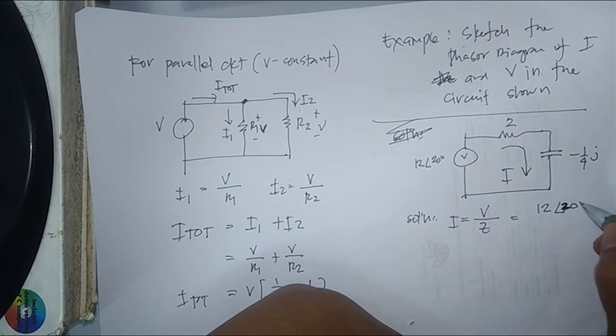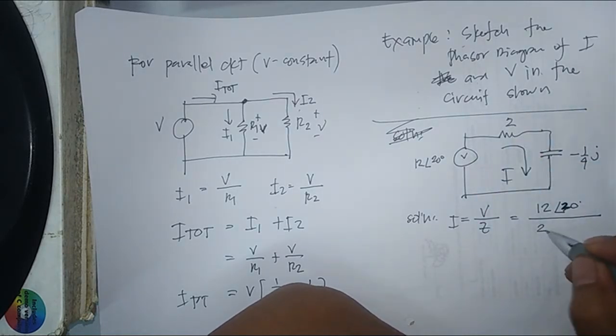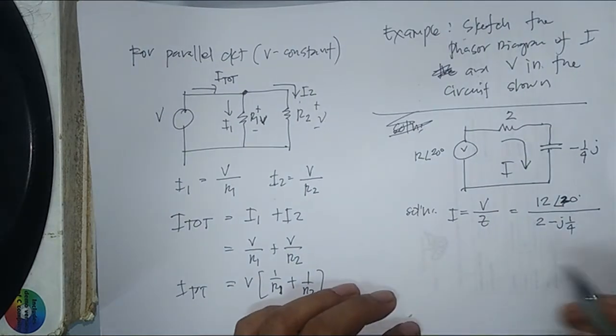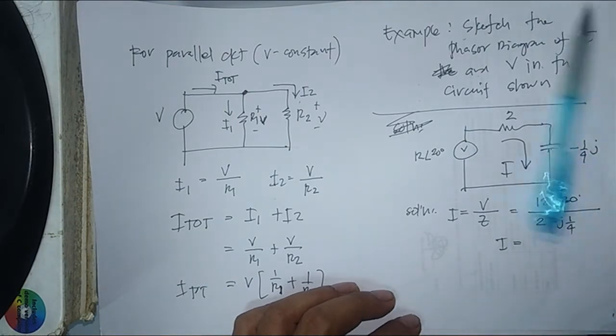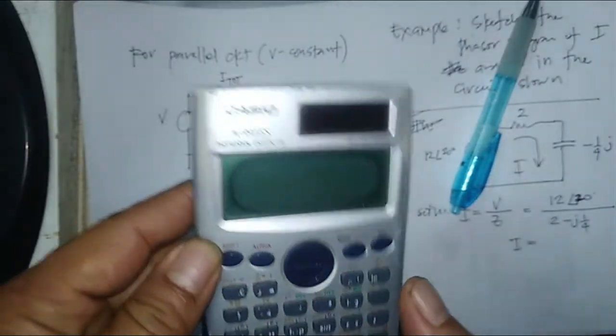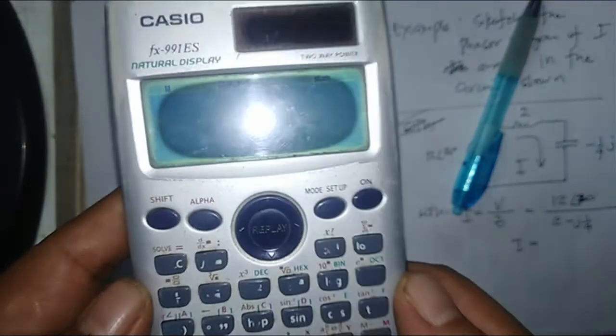This is 12 angle of 20 degrees all over the impedance here. Now you can add the impedance, that is j1/4. Now to solve for I, all you have to do is get your calculator. Please try to solve this problem in your calculator. Take note, we can directly solve this even if they are of different forms.